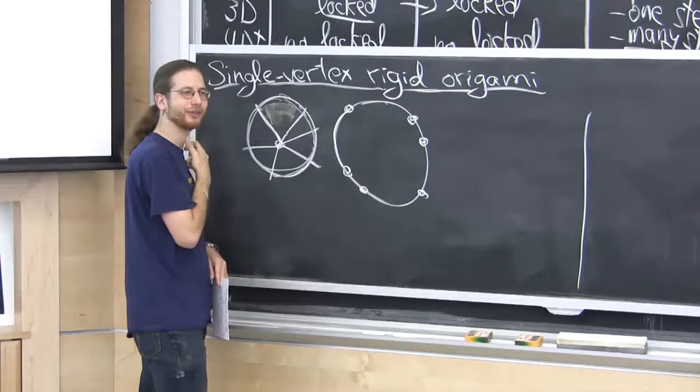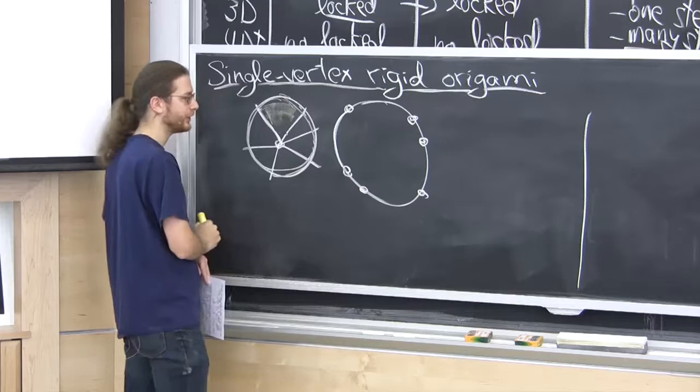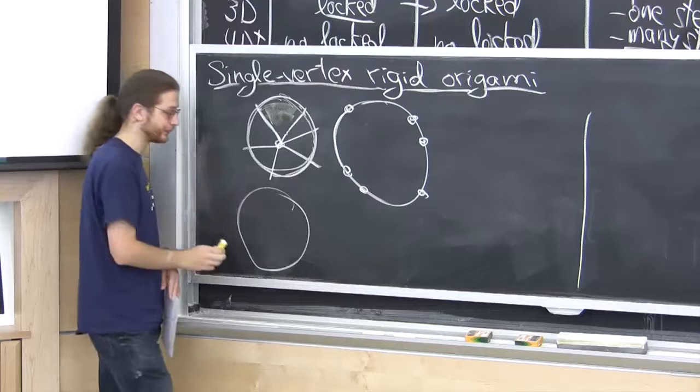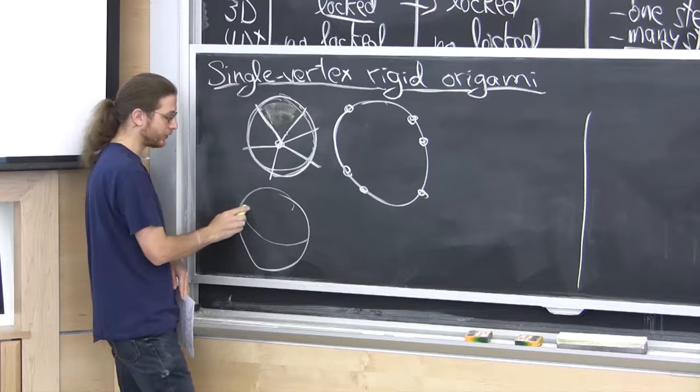It's almost the same. If you think about how you're allowed to fold these things, what happens, by a continuous motion, is that you're living on a sphere. So you start out on the equator of the sphere. This thing, just plop it down on the equator.